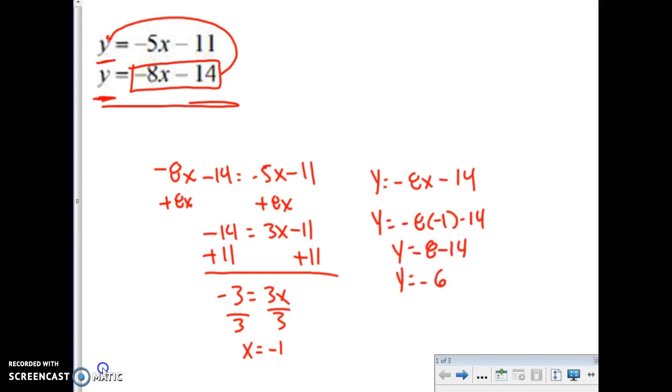So if I were to plug the point negative 1, negative 6 into that first equation, I should get it to work. So if I put negative 6 in place of y, negative 5 times negative 1 minus 11, I get negative 6 equals 5 minus 11, which is negative 6 equals negative 6, so that checks out.